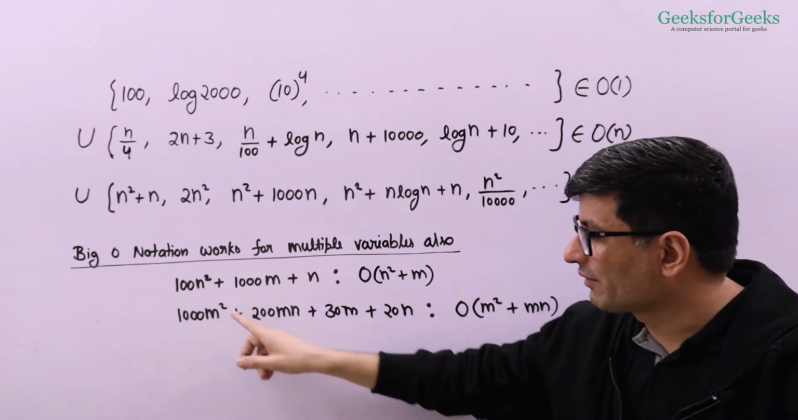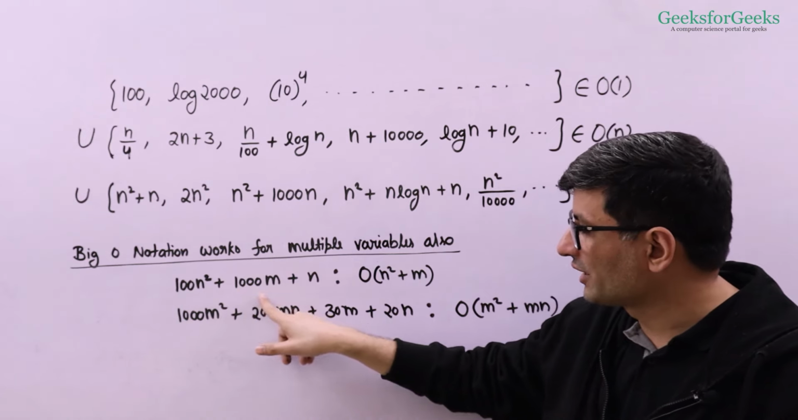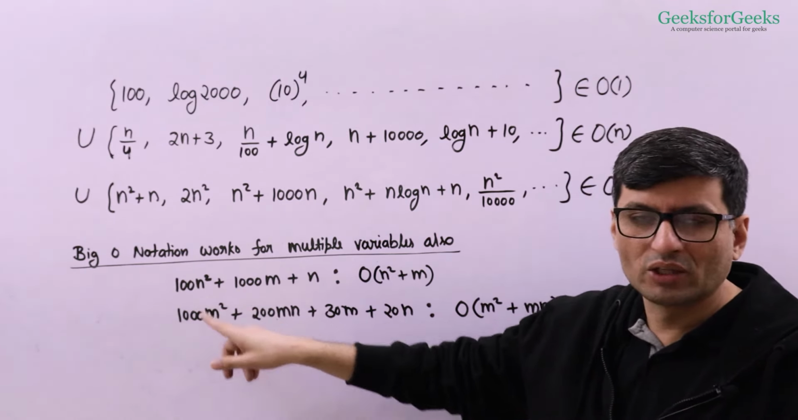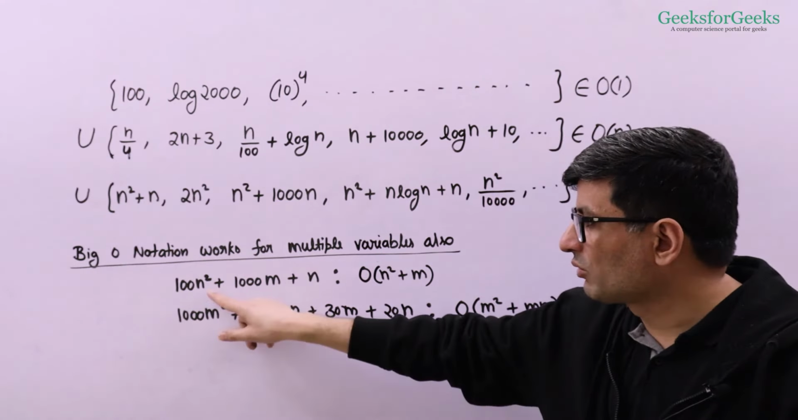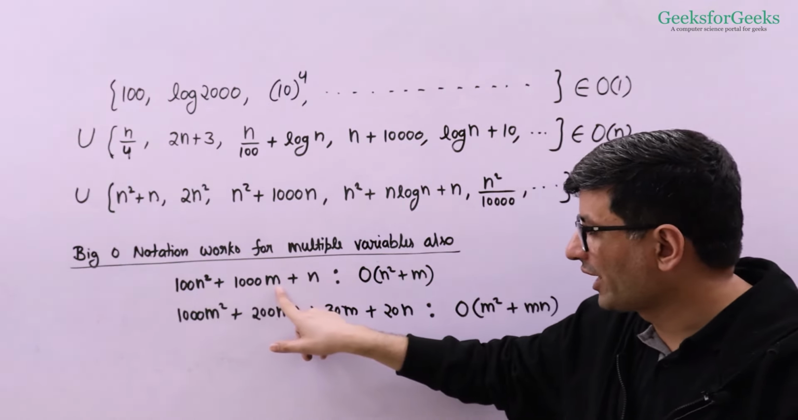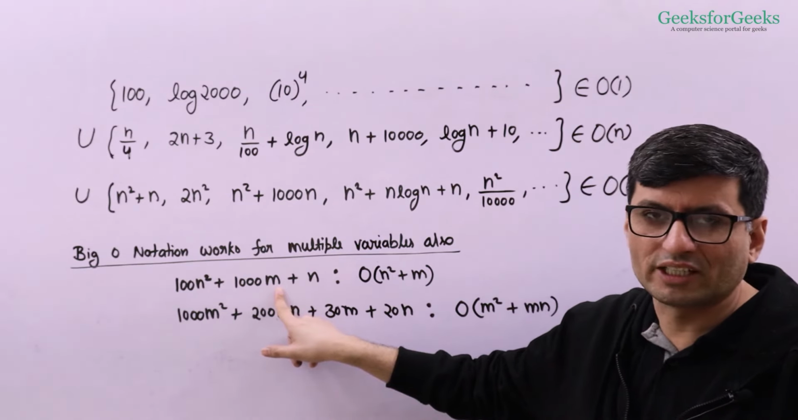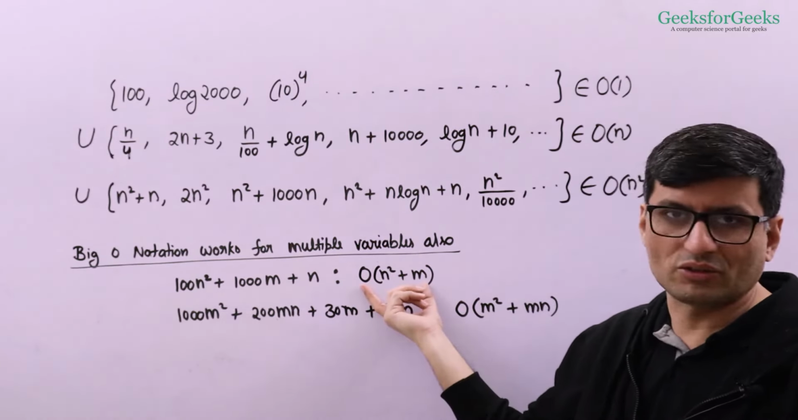For example, if you have 100 n square plus 1000 m, where m and n are two input variables, what do we do in this case? We again take the highest growing terms. So n square is the highest growing term. Then for m, this m is the highest growing term. So we write n square plus m as the order of growth.